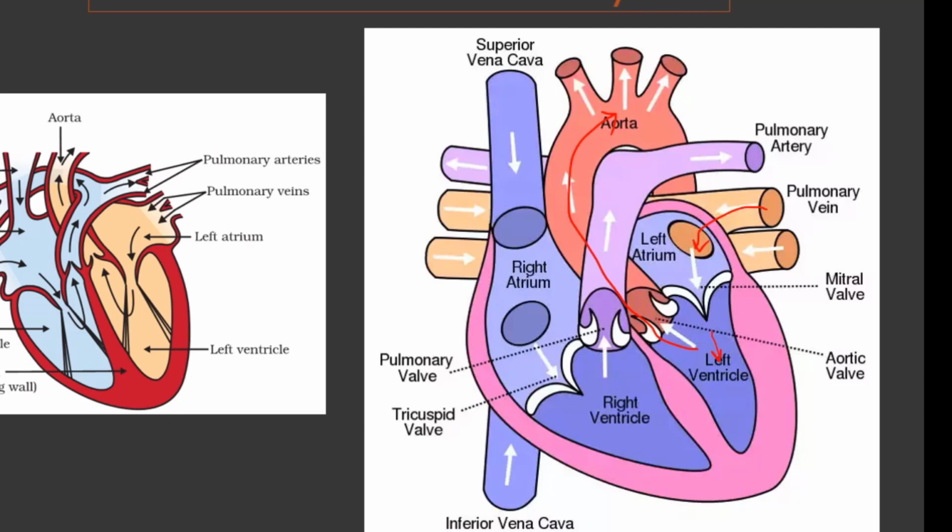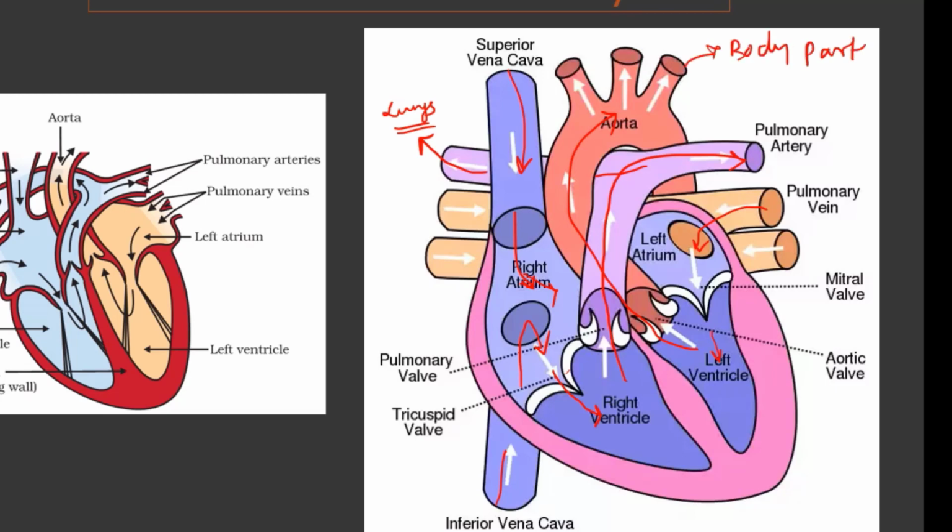Now the pulmonary artery, here you have this inferior and the superior vena cava opening to the right auricle here, right? And from this right auricle the blood is going to move to the right ventricle, and from right ventricle it is going to the pulmonary artery, and from pulmonary artery it is going to go to the lungs for oxygenation. So here from aorta to all the body parts.